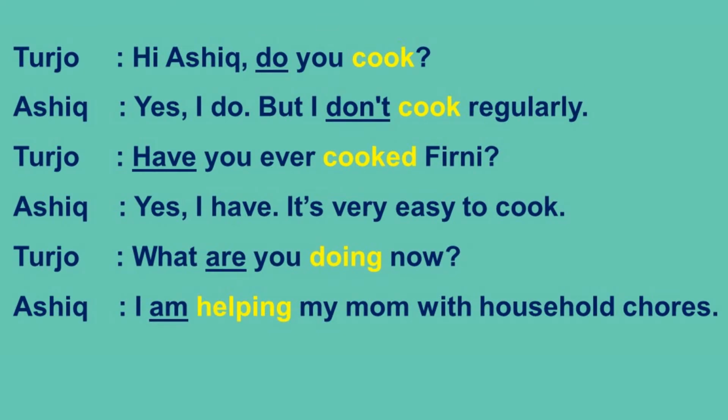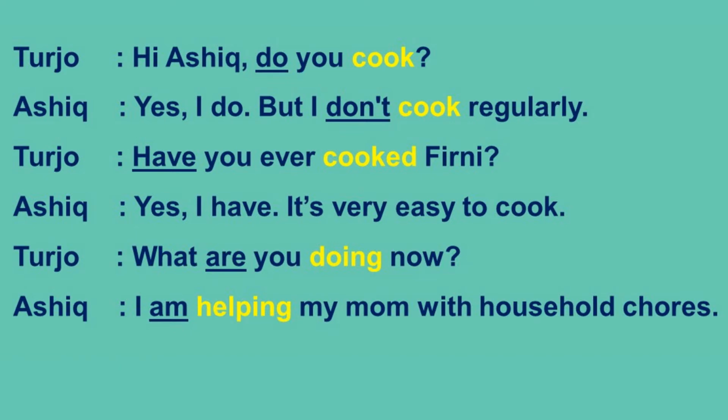Look at the yellow colored words. Cook, cook, cooked, doing, and helping. These are action verbs. They are used here as main verbs. The underlined auxiliary verbs do, don't, have, are, and am have come before the main verbs and help them become interrogative, negative, perfect, and continuous.